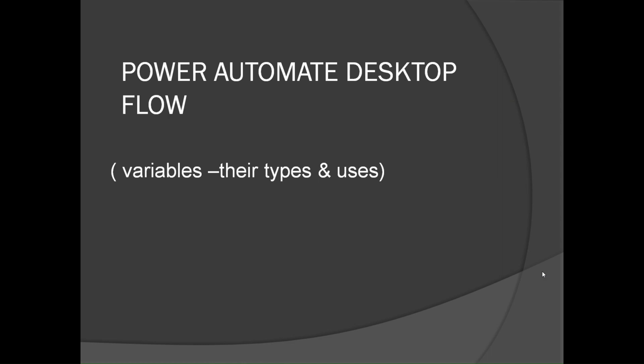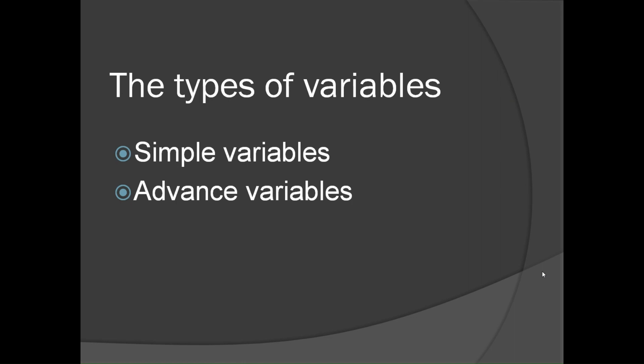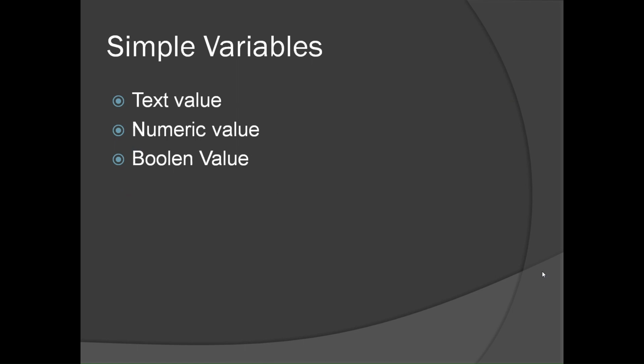In this chapter, we are going to discuss variables, their types and uses. In general, there are two types of variables, which are simple variables and advanced variables. Today we are going to cover these simple variables: text values, numeric values and boolean values. We'll be learning in detail about these variables.